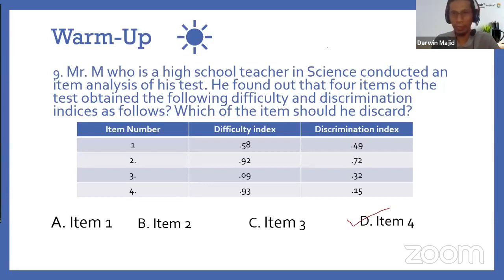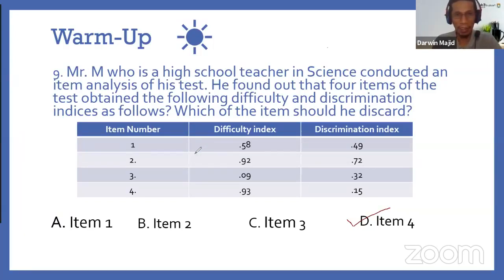Kasi pag sobrang baba, reject. Pag sobrang taas, reject din po dun sa discrimination index, because you are not talking about the upper group and the lower group, no? So kailangan po natin. Now, it's up to you, my dear LPTs, to find your own technique na mapadali nyo pong matandaan yung mga indices.